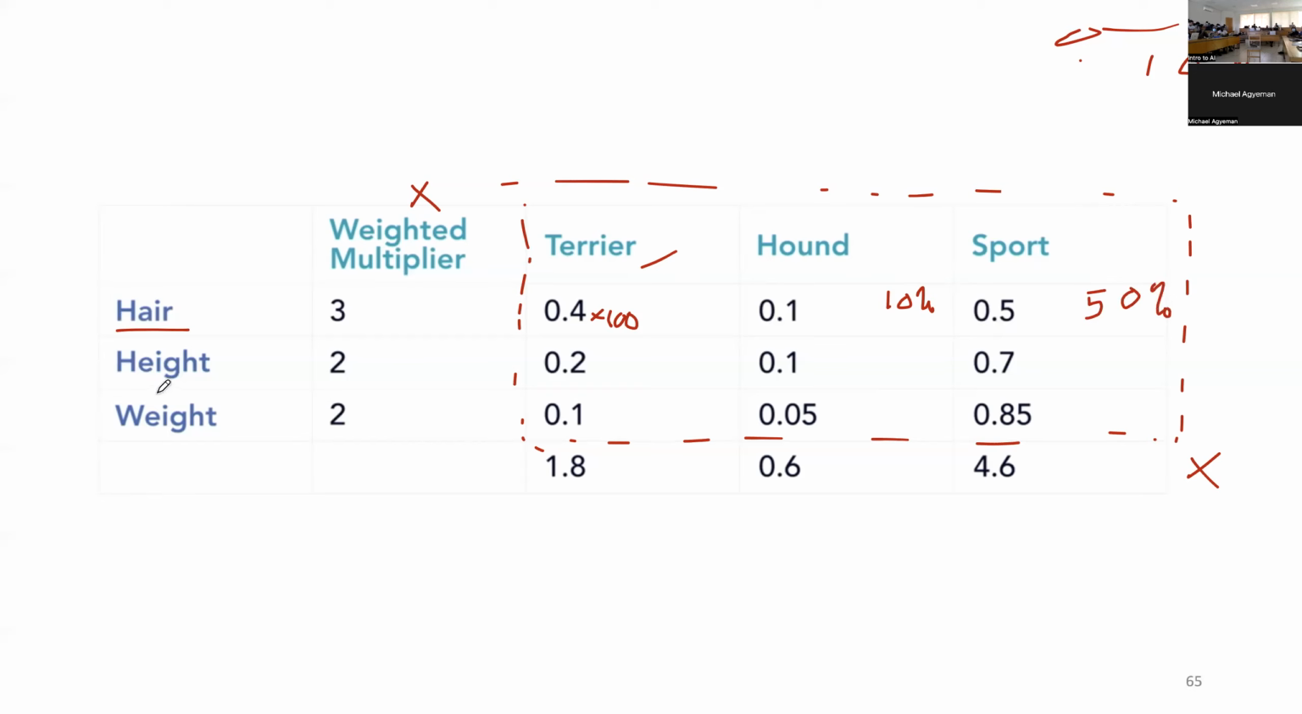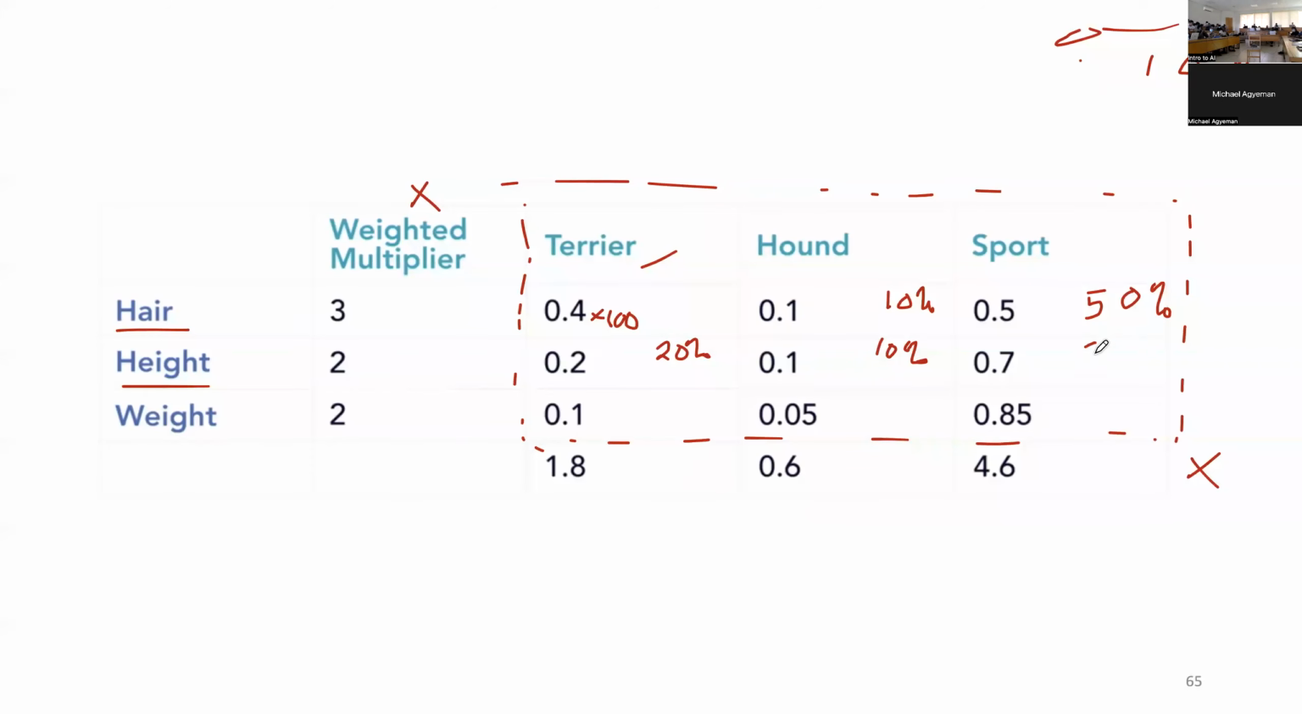Then from that point, we'll look at the height of the dog. Judging from its height, there is about 20% chance that it's a terrier, and about 10% chance that it's a hound. And there is about 70% chance based on the height alone that it is a sports dog.